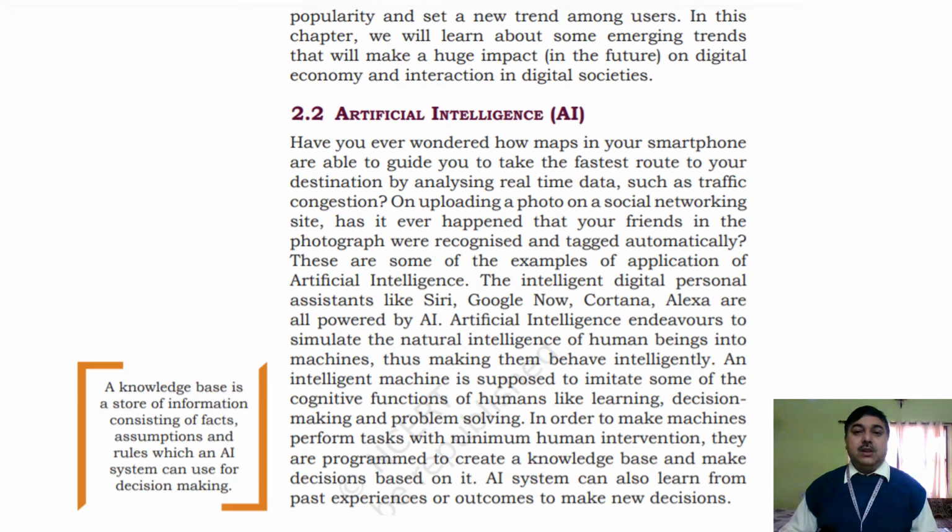So under this new trend, the first thing that I am going to discuss is artificial intelligence. Now, what is artificial intelligence? It is said to be a knowledge-based store of information consisting of facts, assumptions, and rules which an AI system can use for making a decision. That means, in a very common way, if you want to make any decision, who will take your decision? Nowadays, it is said that artificial intelligence will take the decisions.